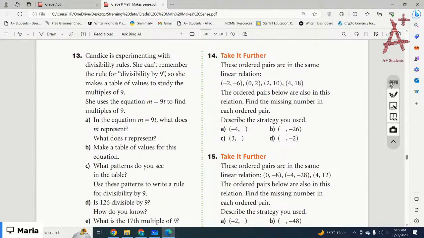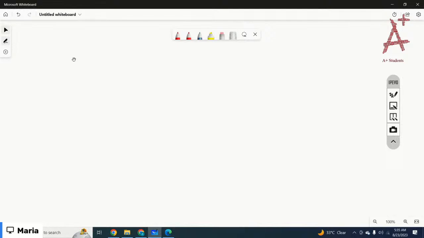m equals 9t. What does m represent? T represents the different values 1, 2, 3, 4, right? And m represents the multiples. Let me just write it down on the board. m represents the multiples of 9 and t is the different values we put from 1 to 10, right? Okay, let's just make a table.